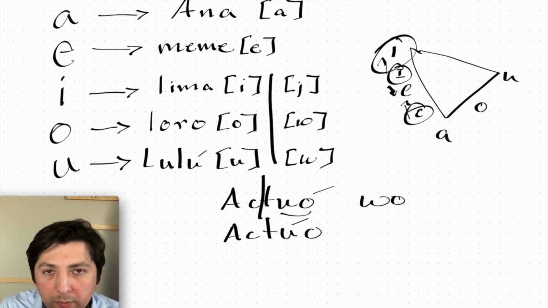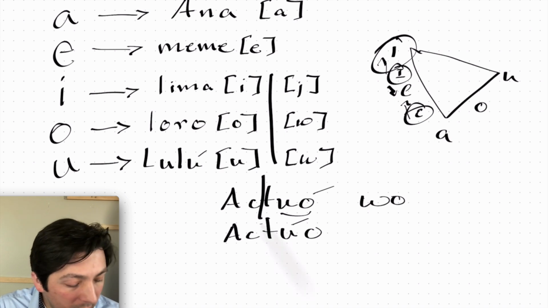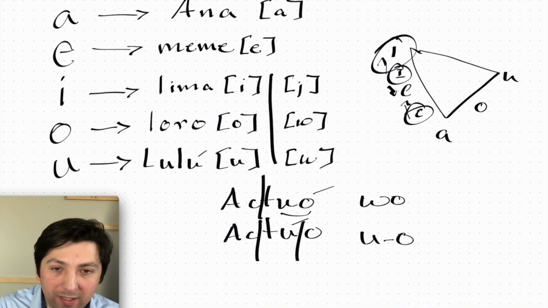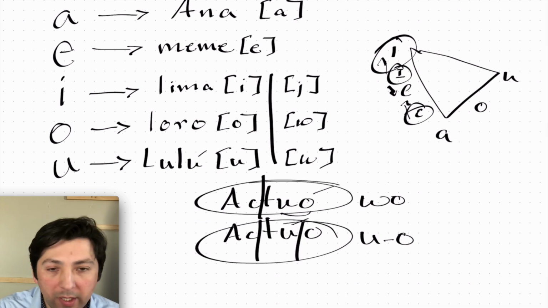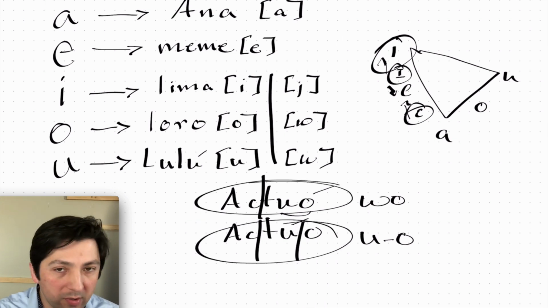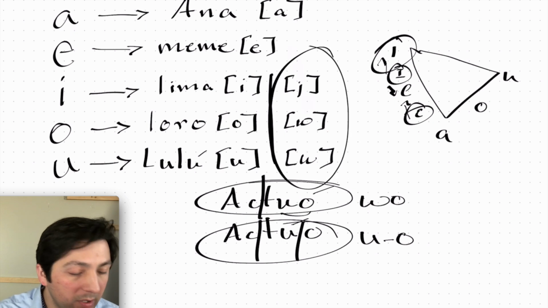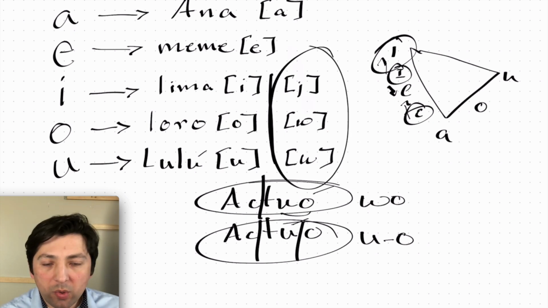So actuó. The bottom, notice the stress. So this will divide here, here, and here. And this is going to sound uo. It's going to sound split. So this is what we call a hiatus. This is what we call a diphthong. Right? So diphthongs are when you have these glides right here. Right, so actuó.